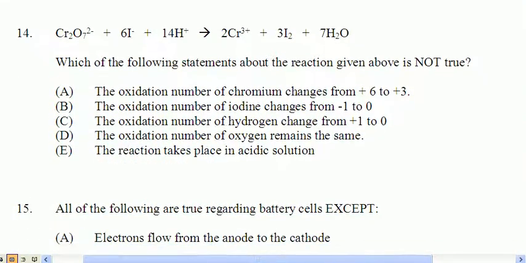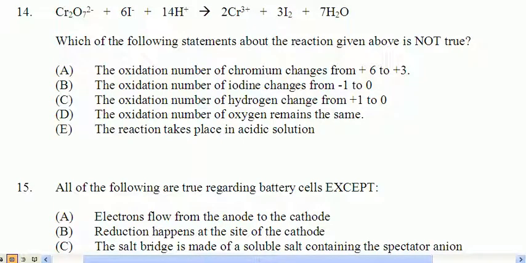In 14 here, they asked which is not true, and that's going to be C. Hydrogen is +1 here. Hydrogen is also +1 here. All the others are true. If you do it out, that's +6, that's -2, that's -1, +3, 0, +1, -2. It takes place in acidic solution because that's H+.